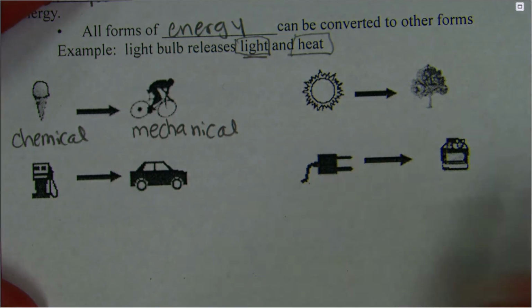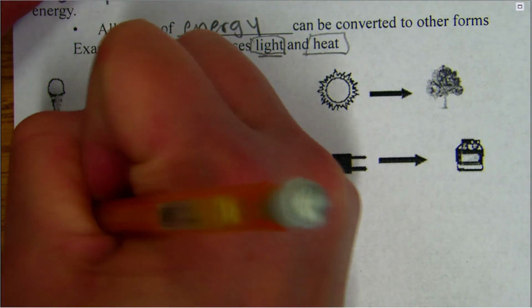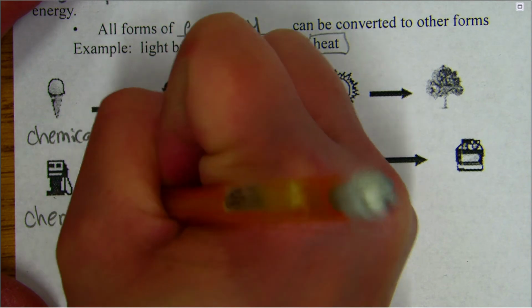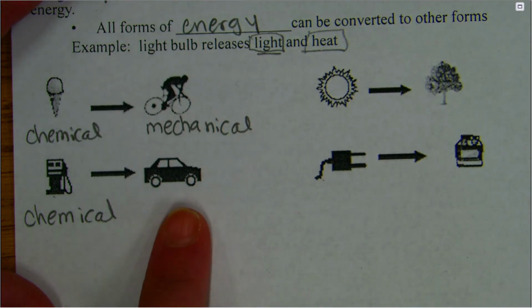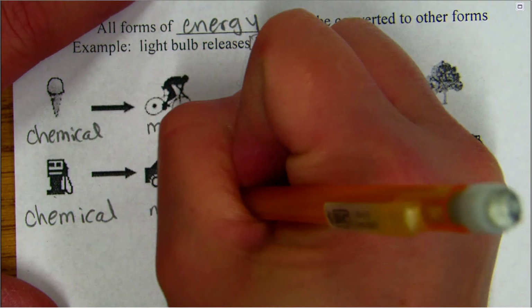Okay, so let's look here. Here we have a gas pump. All right, gas is made up of chemical. It is a chemical. And when we put gas in our car and then we push the accelerator down, our car starts to move, so that is mechanical.